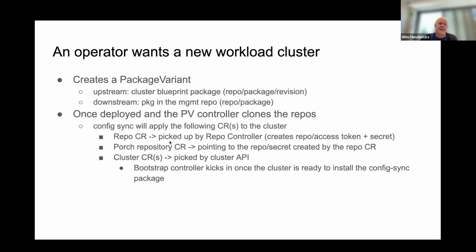So what will actually happen in that management repo, we create a bunch of CRs, which is this repo CR, this Porch repository CR, as well as the cluster CR that gets actuated onto the management cluster. And this one goes straight in, without anyone picking it up, because Porch is taking that in. This one is going to be used by the repo controller, which is creating a repo in Git. It creates an access token, and it creates a secret that is being referenced by this Porch repository. And then the cluster CRs are being picked up by the cluster API, which is going to basically bootstrap a cluster based on the information over there.